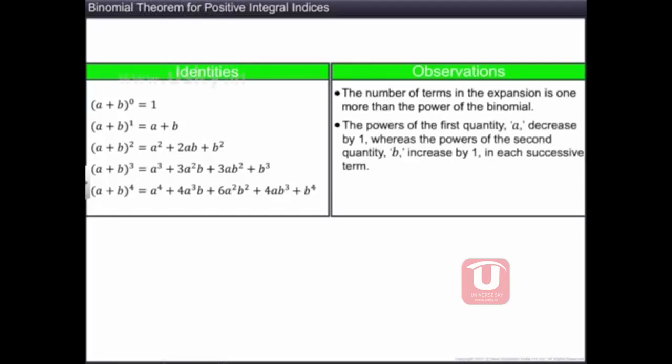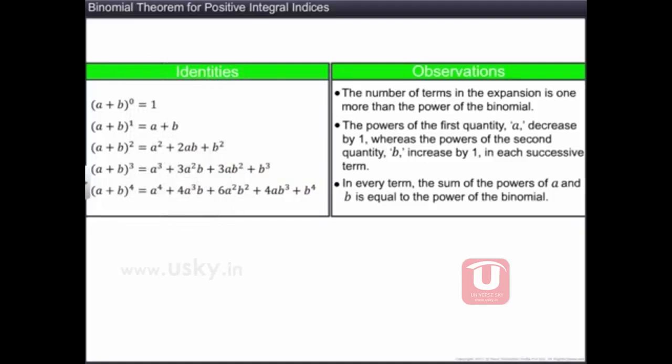The powers of the first quantity, a, decrease by 1, whereas the powers of the second quantity, b, increase by 1 in each successive term. In every term, the sum of the powers of a and b is equal to the power of the binomial.